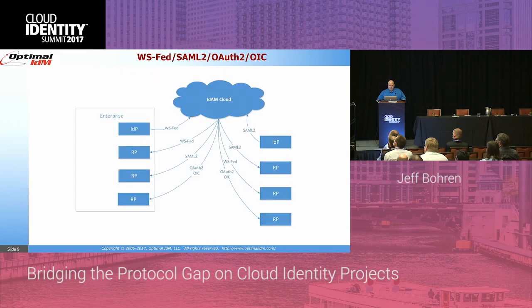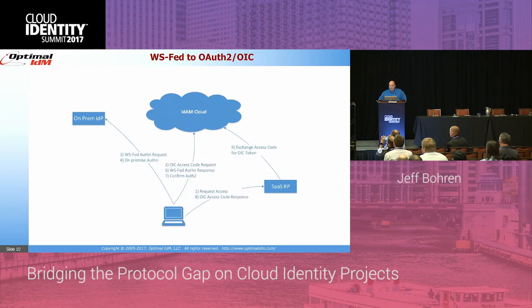Now let's bring in OAuth2 and OpenID Connect. So now we have the same scenario we had before, but now we have an IDP in the cloud that's OpenID Connect. We have reliant parties in the cloud and on-premise that might be OAuth2 or OpenID Connect. Now we're going to show you WS-Fed to OAuth2 or OpenID Connect. Again, this could just as easily have been SAML2 to OAuth2, makes no difference. The flow is going to be very similar.